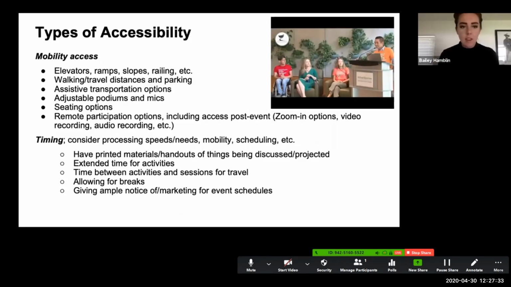And like I said at the beginning, giving ample notice of things and marketing for event schedules so that folks can have the adequate amount of time that they need to plan their lives, and any assistive things that they would need.